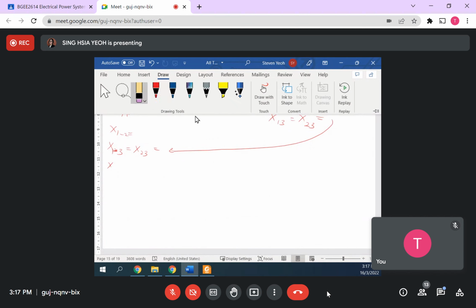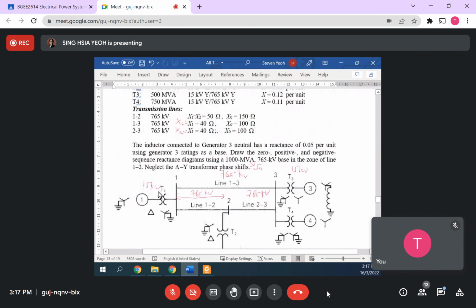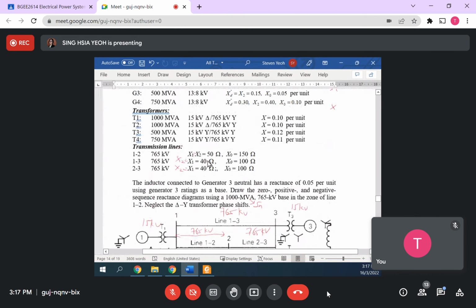Blur already. So why do you not understand what I mean? Because they have the same value. Yeah, so we call 1 3 and 2 3 the same. Okay. But you can't say that for 1 2 because this is 50 ohms, right? This is 150 ohms. Okay, try to do it now.